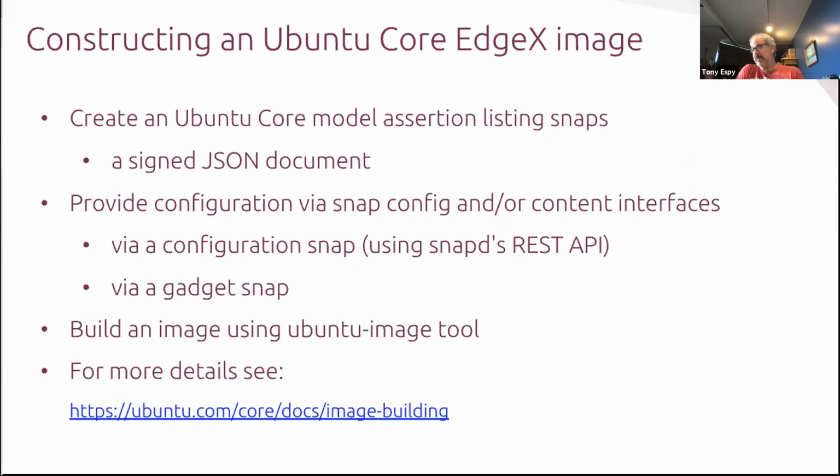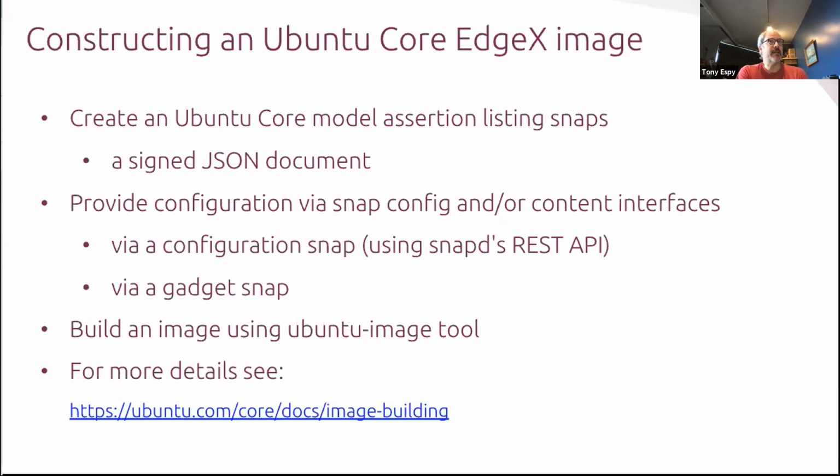That could be done either via, you can use another configuration snap to provide that information, or again, you can use the gadget snap. So we have a tool called Ubuntu Image, which takes a model assertion plus Ubuntu Image, potentially your own gadget snap, your own application and/or device snaps, and you can build an Ubuntu Core EdgeX image custom tailored for whatever type of POC or use case you can dream up. For more details, there's a link here on how to actually go about building Ubuntu Core images.